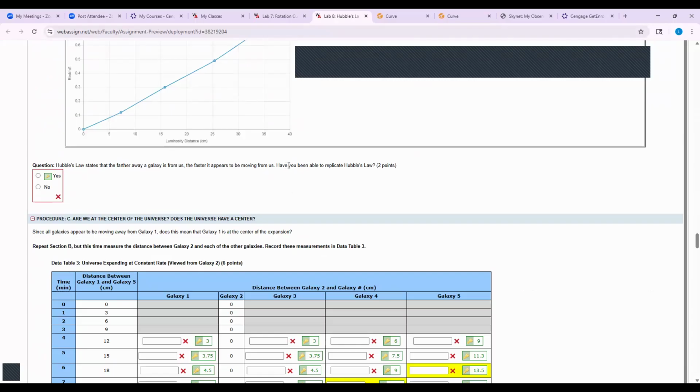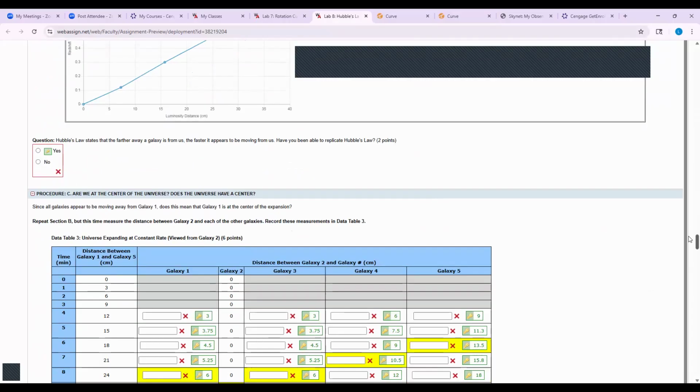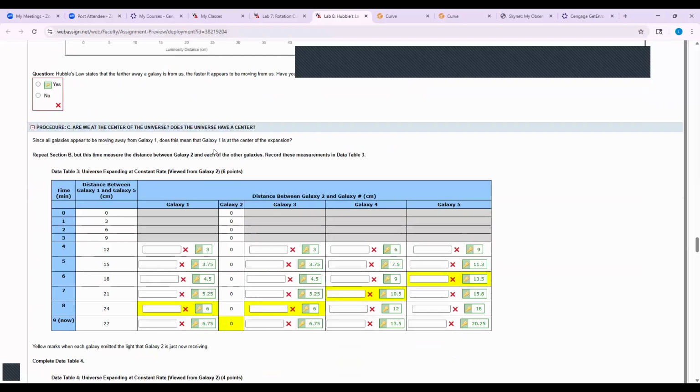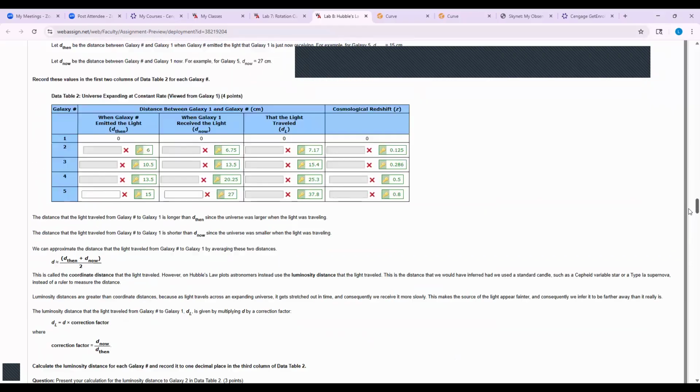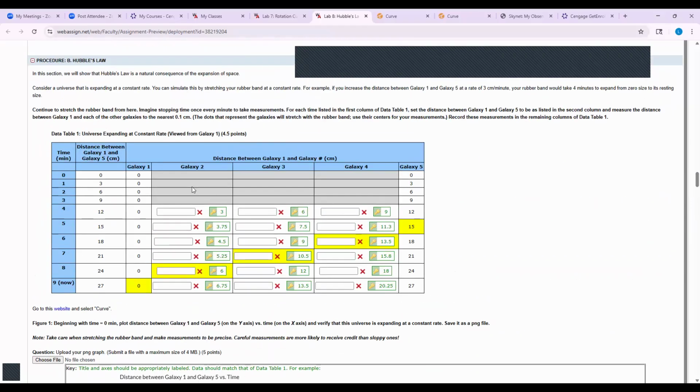Have we been able to replicate Hubble's law? The answer is yes. With this simple rubber band universe, you can calculate it in this simple way. And the next one is done in the same way, but differently. First, we just observe, with galaxy 1 as the point of reference, and we calculate the distance from galaxy 5 to 1.